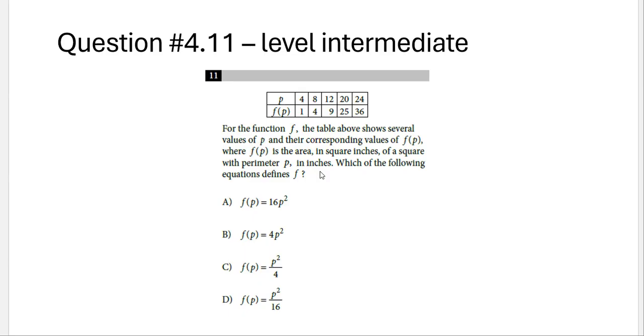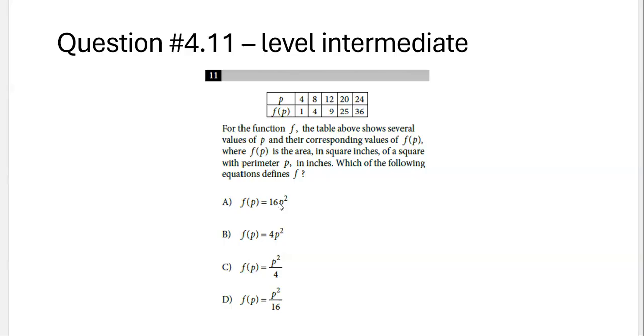Okay, so we just have to know how functions work. We input some value p, and we get some output f of p. Okay, that's how a function works, and we can just do it for all these choices. Well, let's take this first point, for example. Input 4, output 1. Okay, so let's input 4 into choice A.